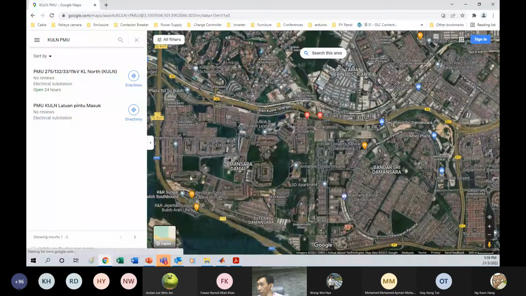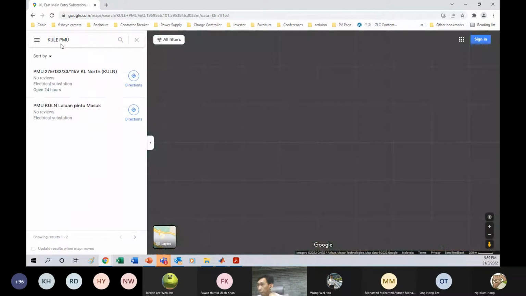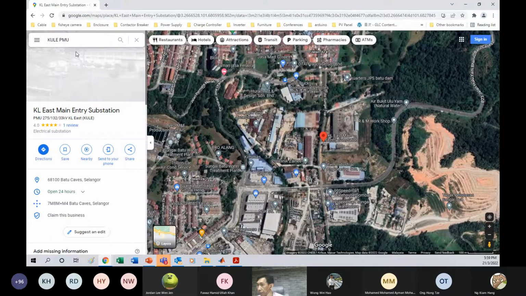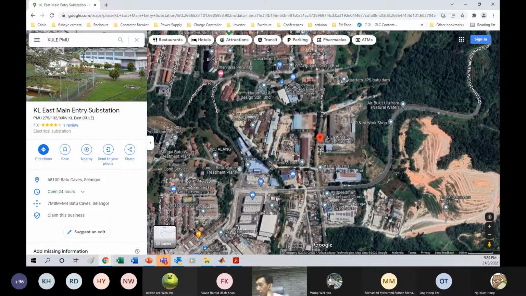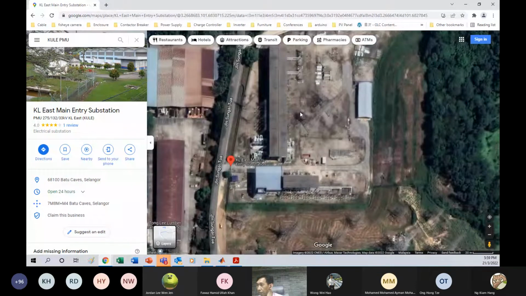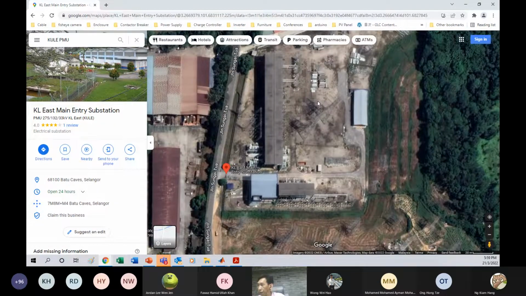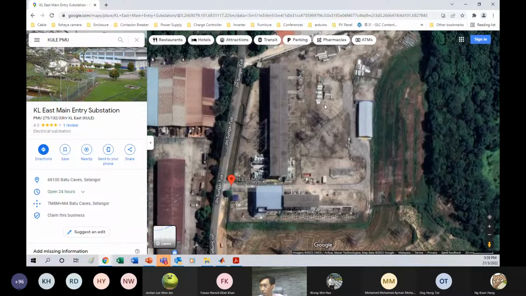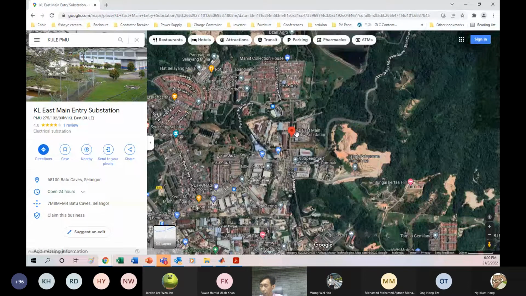And this one has SVC, the rest don't. For example, you want to see the KL East, KULE. This is the east side of the substation, 275 kV, somewhere here. And you can see it's just a transmission tower and a small switch yard. There's no huge reactor like I just showed you. So meaning there is no SVC for this substation. So there are the top four substations in KL.